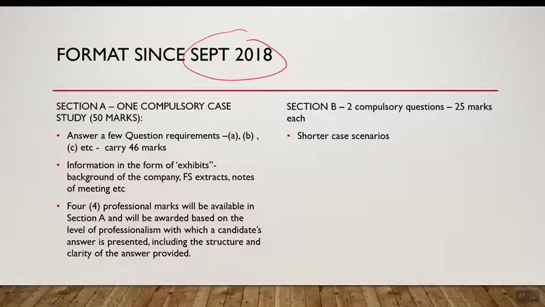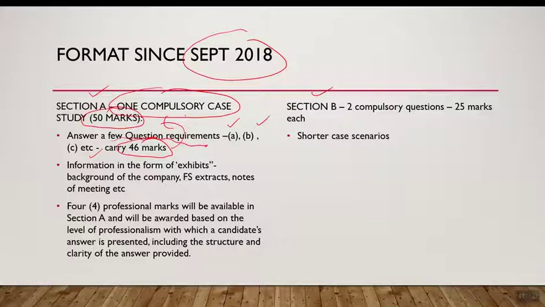So now there are two sections. Section A, there will be one compulsory case that carries 50 marks. And this case study will have a few questions requirements like A, B, C, and it will carry 46 marks out of that 50 marks.